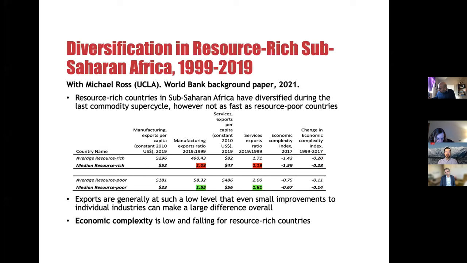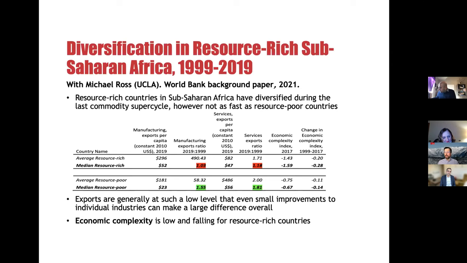In a second paper, which Michael and I have just shared with the World Bank, I don't know if you've seen it, I'm sure it's a different project for a flagship report background paper that will turn into an article this year. We look at sub-Saharan African countries and try to understand the impact of the commodity super cycle over the last couple of decades on diversification performance.